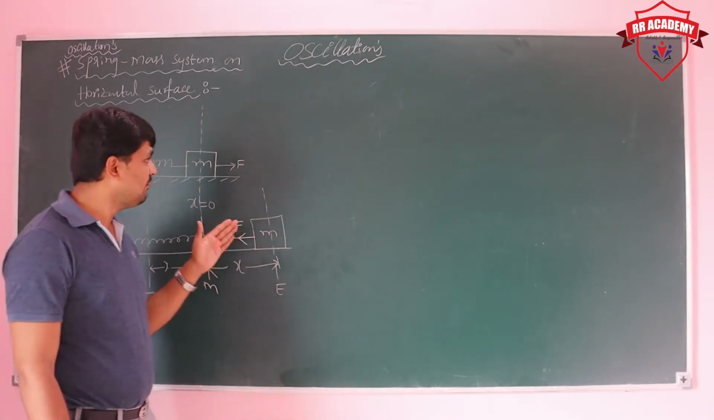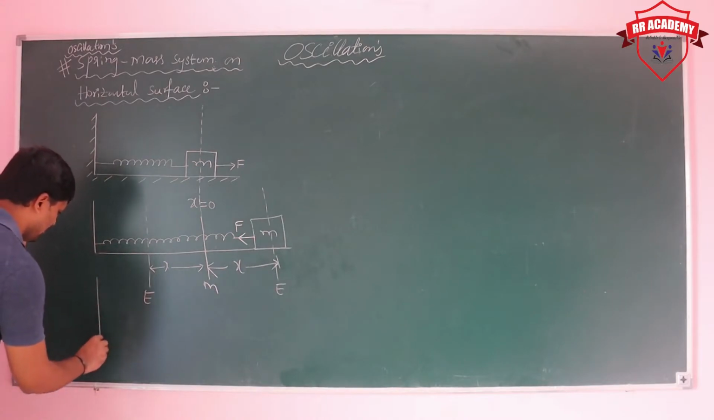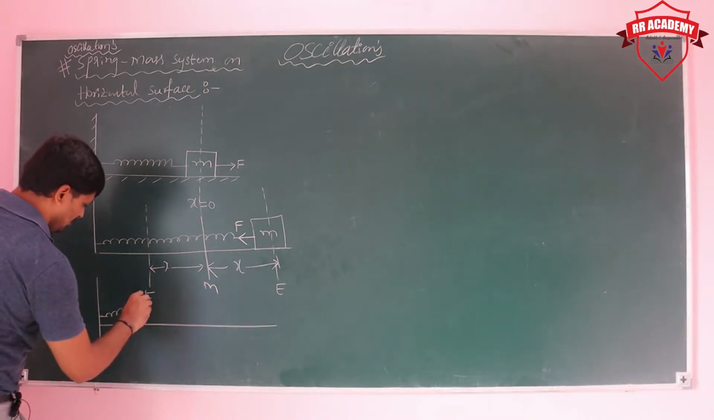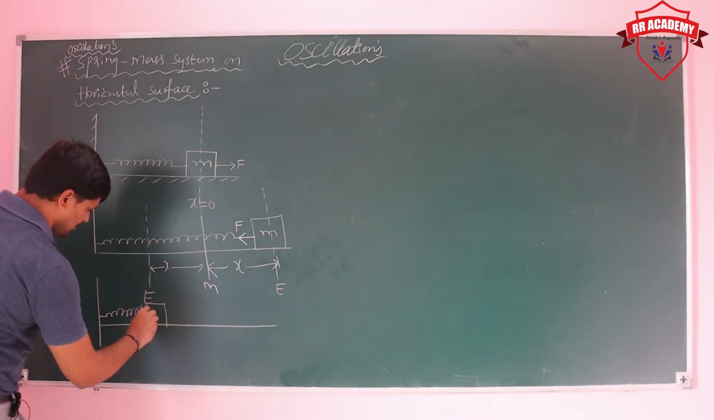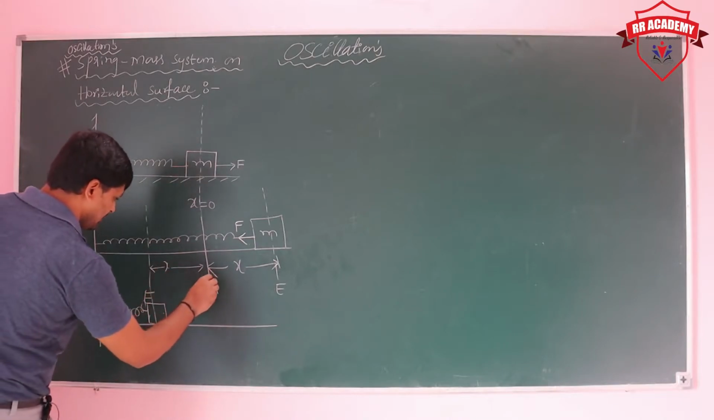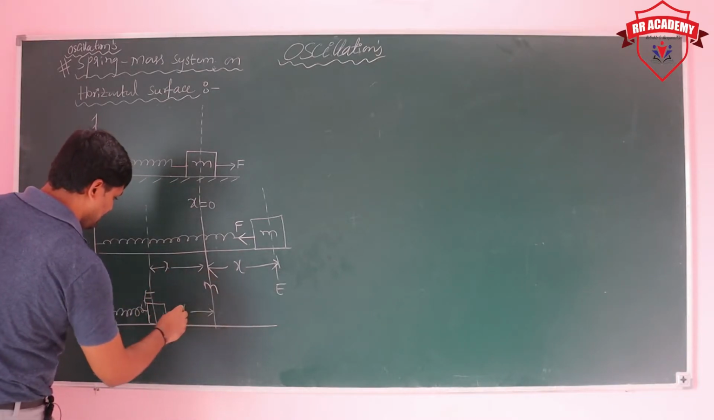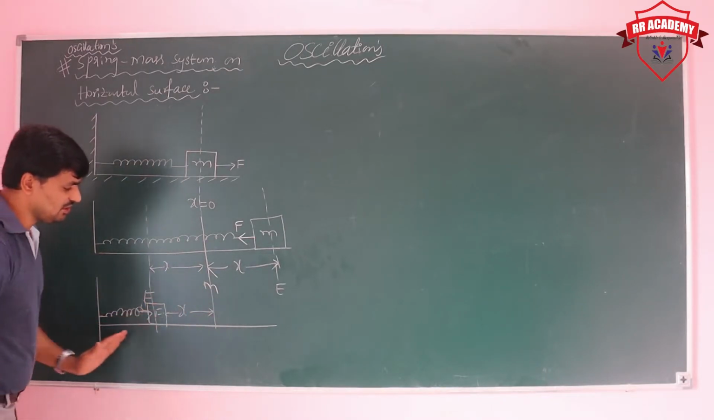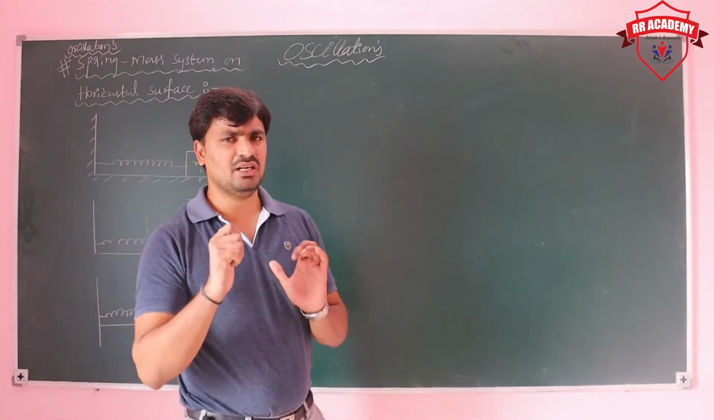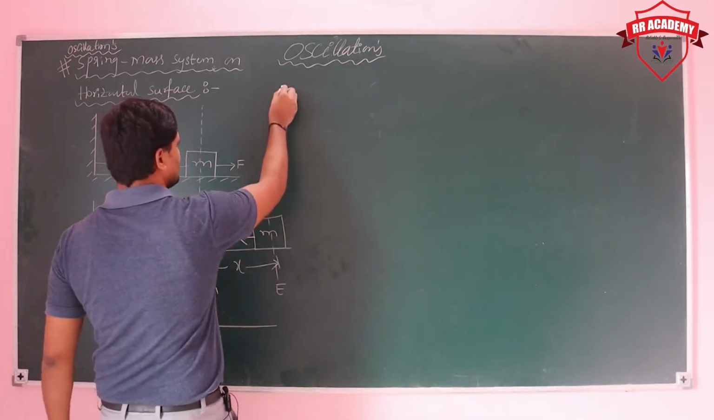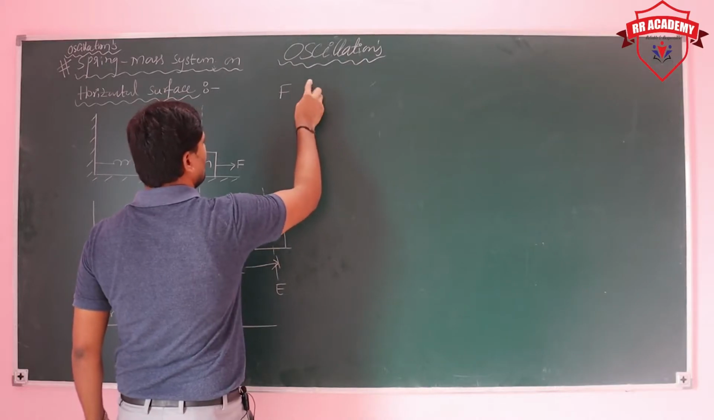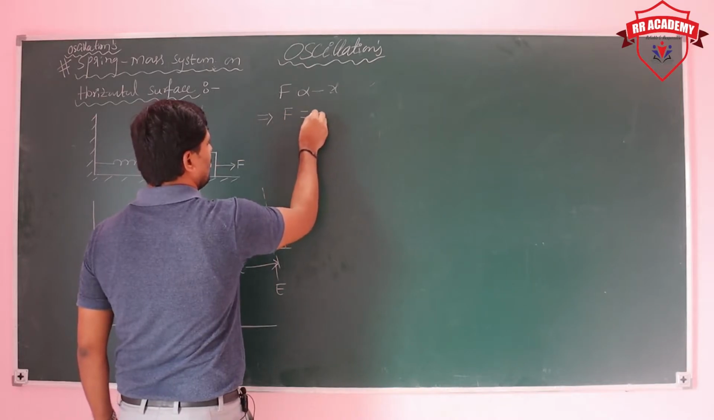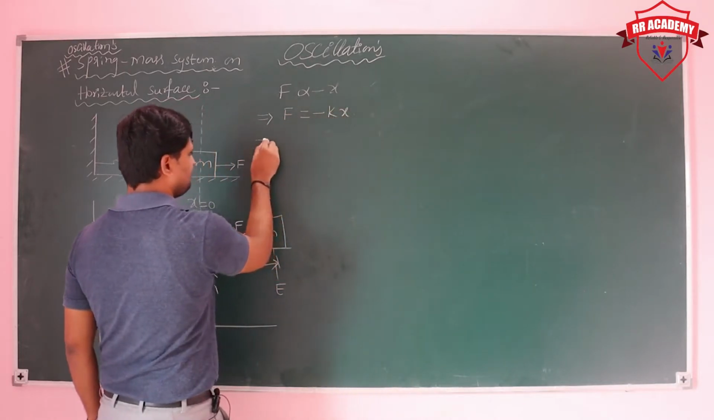Mean position means finally, if you want, you can draw the diagram also. Third case, the body gets compressed, up to here. So this displacement we can again take as x. Here what is the direction of the restoring force? It tries to bring the particle towards its mean position. So finally we can say that the restoring force is directly proportional to displacement in the opposite direction. Then we can write F equal to minus kx.